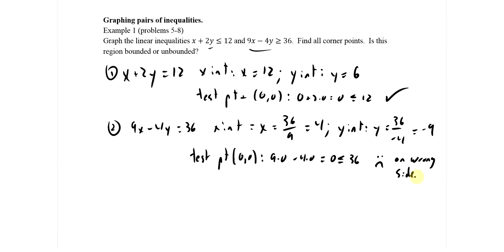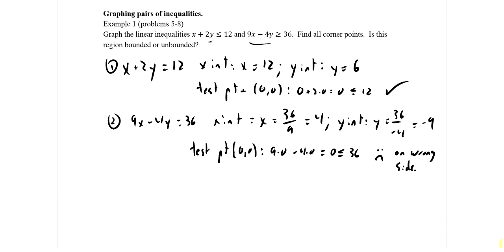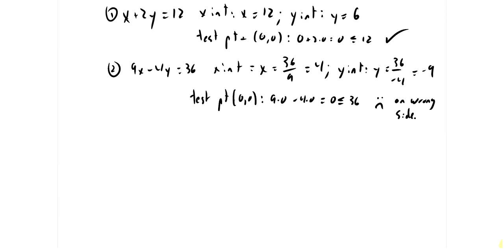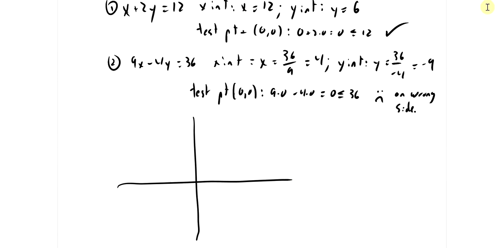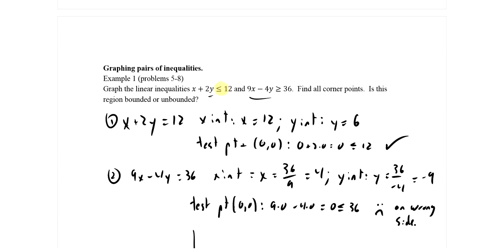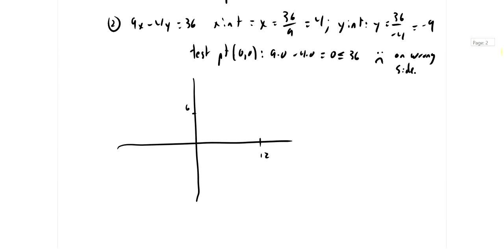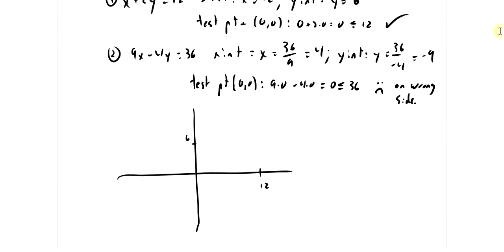Okay, right side, wrong side, what does that mean? Well, let's sketch this. We'll put in an x-axis and a y-axis. This line has an x-intercept of 12 and a y-intercept of 6. So we'll put 12 there, 6 there. Both of these are less than or equals, or greater than or equals, which means I want a solid line. If it was strictly less than or strictly greater than, I'd get a dashed line.